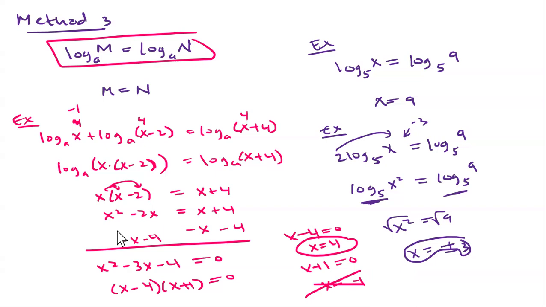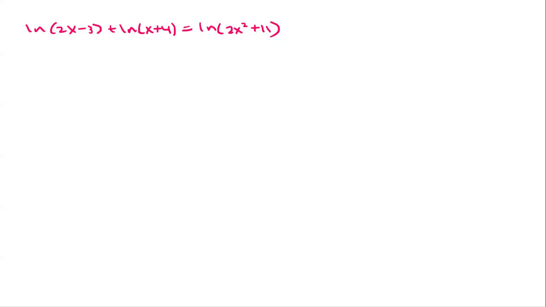Okay, so let's try one more of these. I'll pause. All right, so in this case, we have ln of 2x minus 3 plus ln of x plus 4 equals ln of 2x squared plus 11. So again, we're going to apply the rule where we can multiply the middles together. So that gives us ln of 2x minus 3 times x plus 4. Okay? Don't worry about the bracket, it's just another form of parentheses. And then ln of 2x squared plus 11.